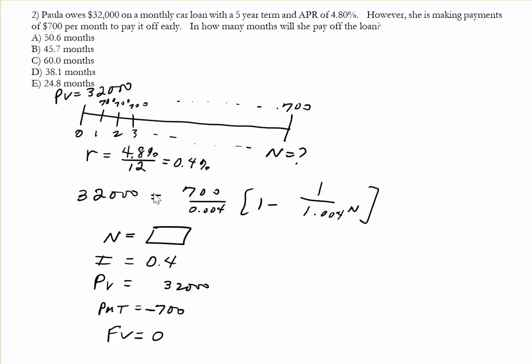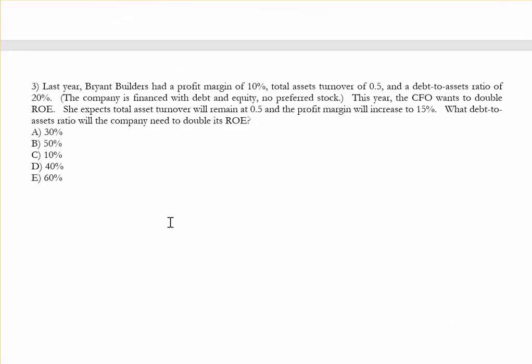We get an n of 50.59, and we see here with the answers being rounded to the tenth, that's 50.6 months. All right, let's move on to the next problem.